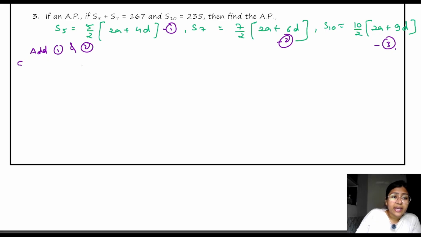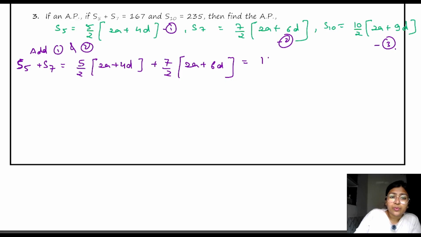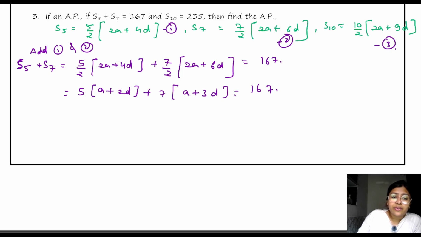So you will get S5 plus S7 is equal to 5 by 2 bracket 2a plus 4d plus 7 by 2 bracket 2a plus 6d is equal to 167. This is clear because it is provided that S5 plus S7 is equal to 167. So we put in the value. If you multiply the 2 inside the bracket, 1 by 2 inside the bracket, you will have 5 bracket a plus 2d. Similarly, here it will be a plus 3d is equal to 167.